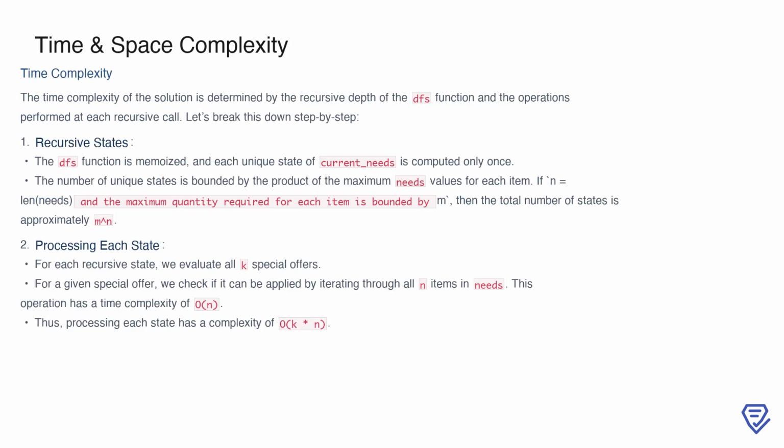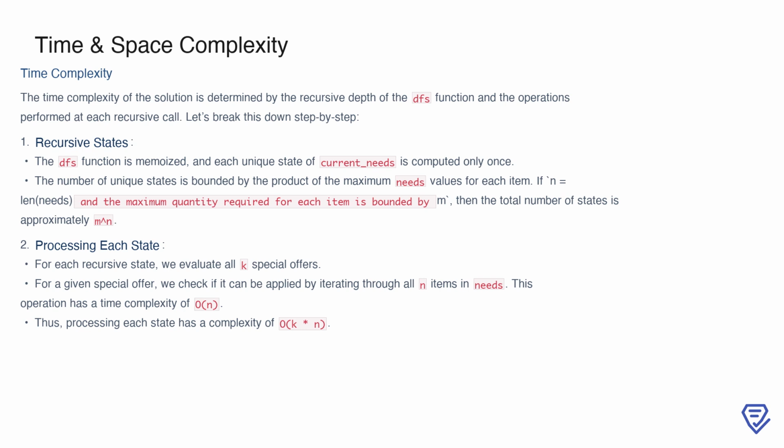The time complexity of our solution is primarily influenced by the depth of the recursive DFS function and the operations performed during each recursive call. First, let's consider the number of recursive states. The DFS function is memoized, meaning that each unique state of current_needs is computed only once. The total number of these unique states depends on the maximum possible values for each item in the needs array. If there are n items and the maximum quantity required for each item is capped at m, the total number of states will be roughly m^n.